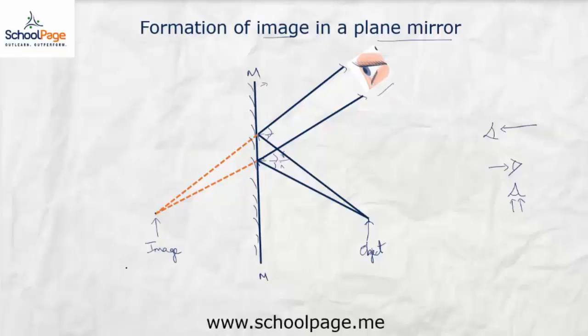Such images are called virtual images. A virtual image can be defined as follows: when a beam of light from an object does not meet at a point but appears to diverge after reflection, then the image of an object at that point is called a virtual image.